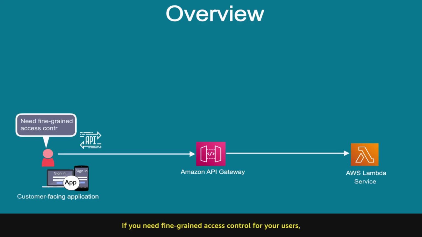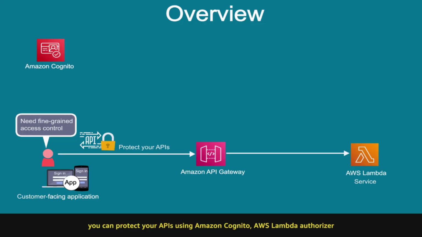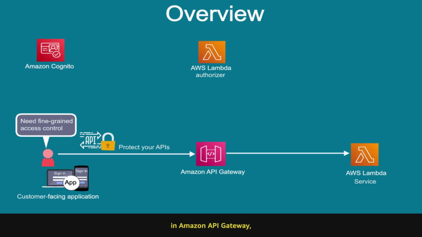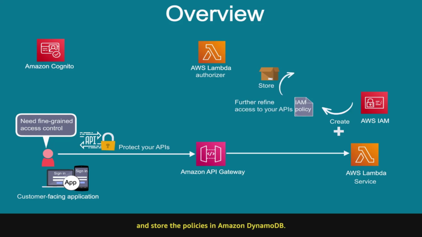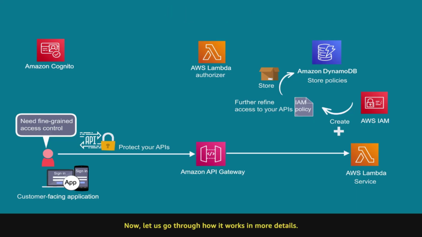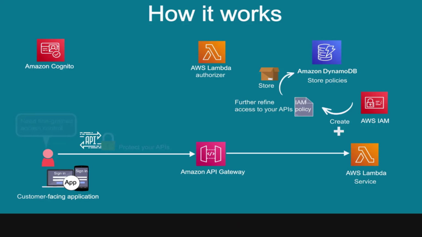If you need fine-grained access control for your users, you can protect your APIs using Amazon Cognito, AWS Lambda Authorizer in Amazon API Gateway, and AWS Identity and Access Management, AWS IAM. With IAM, you can create advanced policies to further refine access to your APIs and store the policies in Amazon DynamoDB. Now, let us go through how it works in more detail.